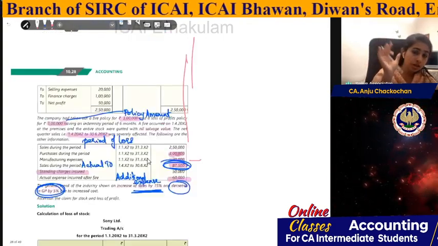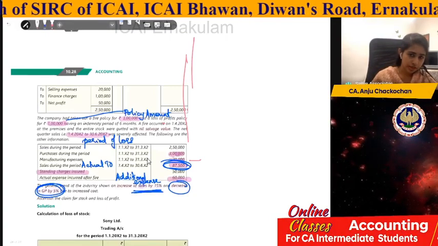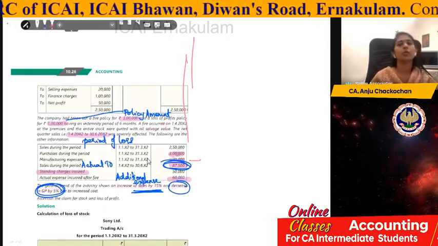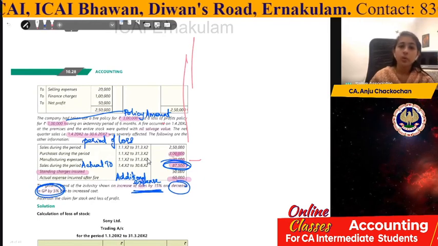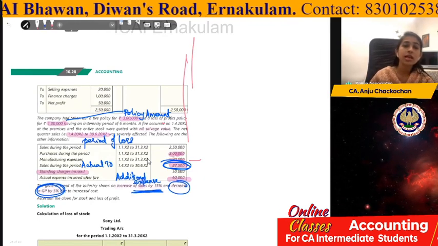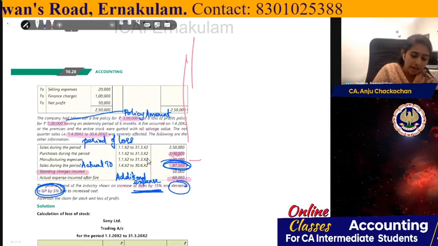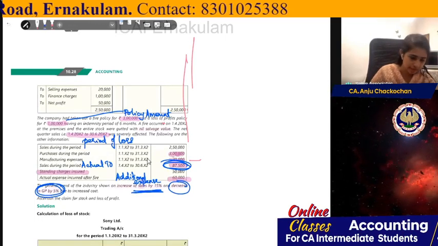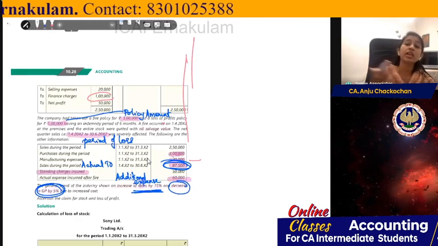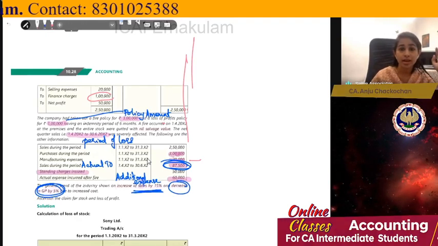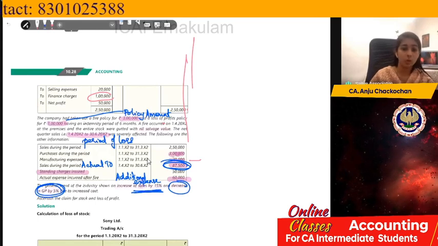You take your trading P&L. From the trading P&L, we know what is standing charge. Yes or no? Standing charge is nothing but the fixed charges. So listen, we have 1 lakh finance charge, which is fixed. Selling expenses vary based on the sales, so you cannot treat that as a fixed charge. It is instead a variable cost.